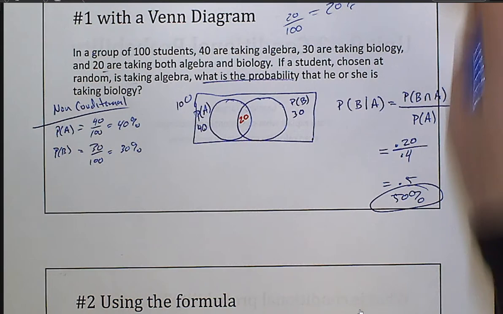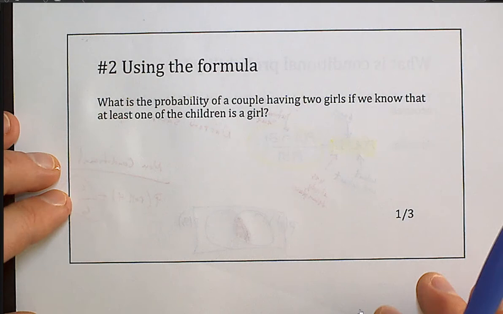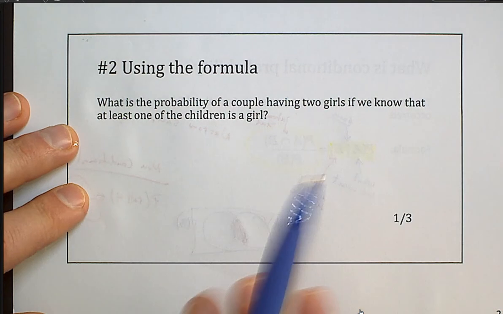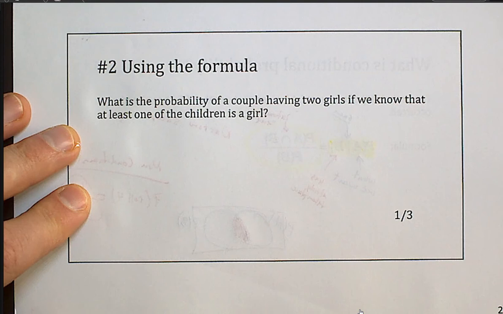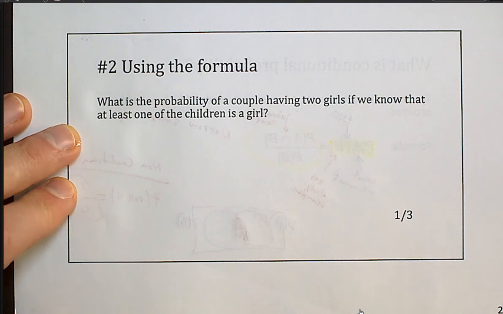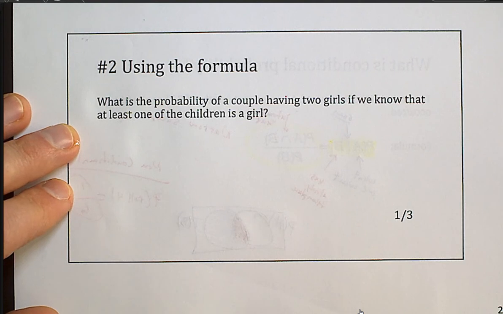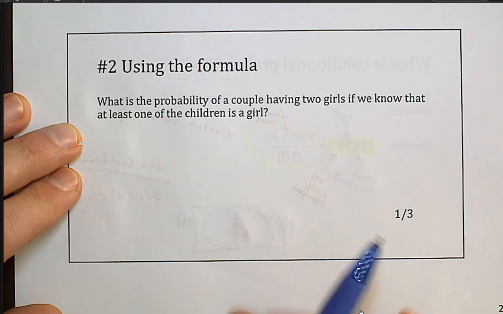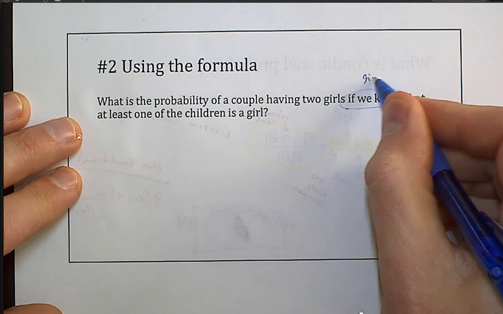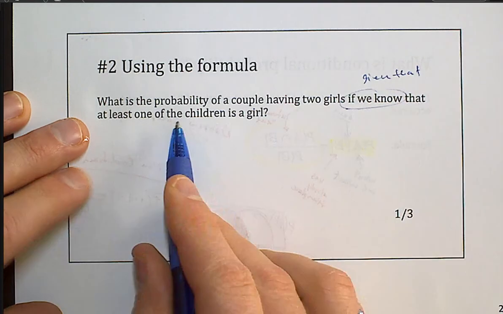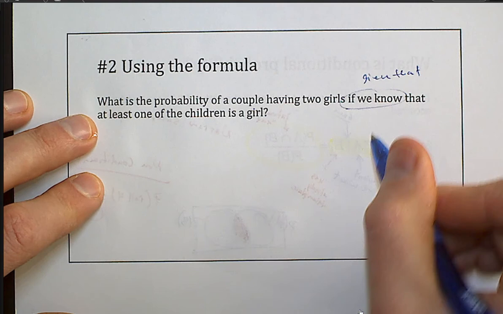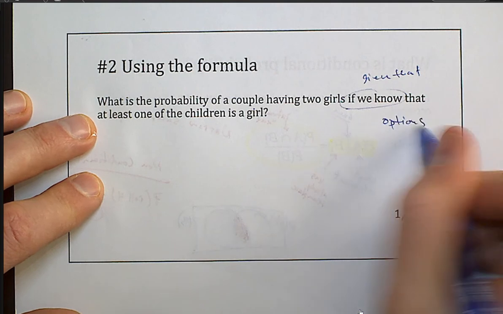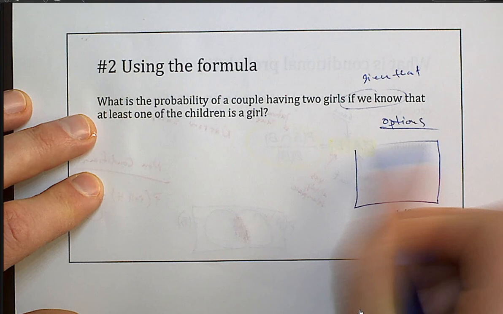Now we're going to get into a trickier problem here, and I'm actually not going to use a Venn diagram because I think it's counterproductive in getting us to the answer we want. So here's the situation. What is the probability of a couple having two girls, so two children, both girls, if we know, given that, and if we know is code for given that at least one of the children is a girl? All right, so I need a visual. What are my options here? Kind of like a Punnett square, right?